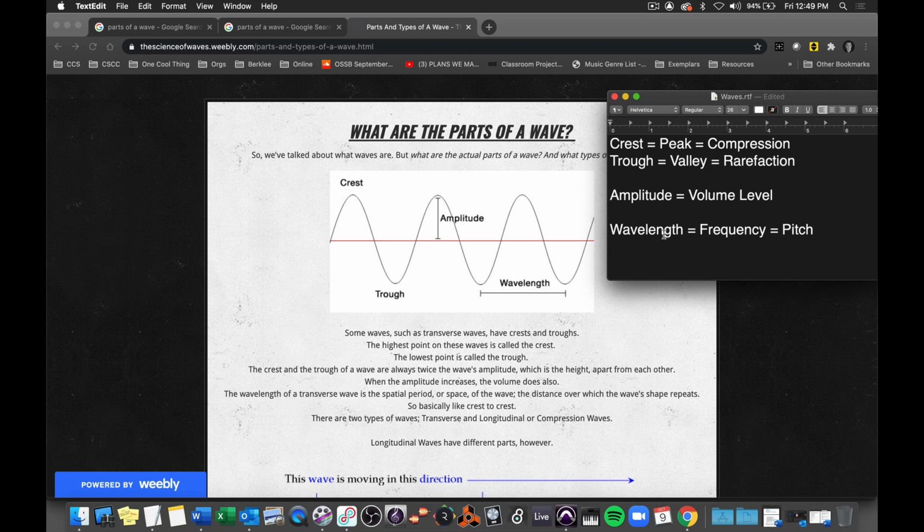The wavelength is related to the frequency, which is another way of saying pitch. The faster the wave moves, the higher the pitch will be. Let's take a look at this in Pro Tools.